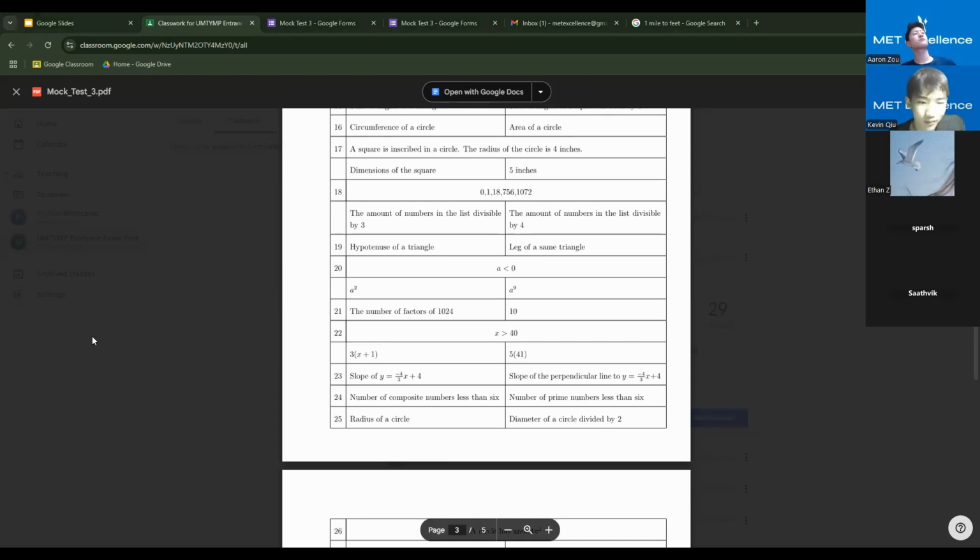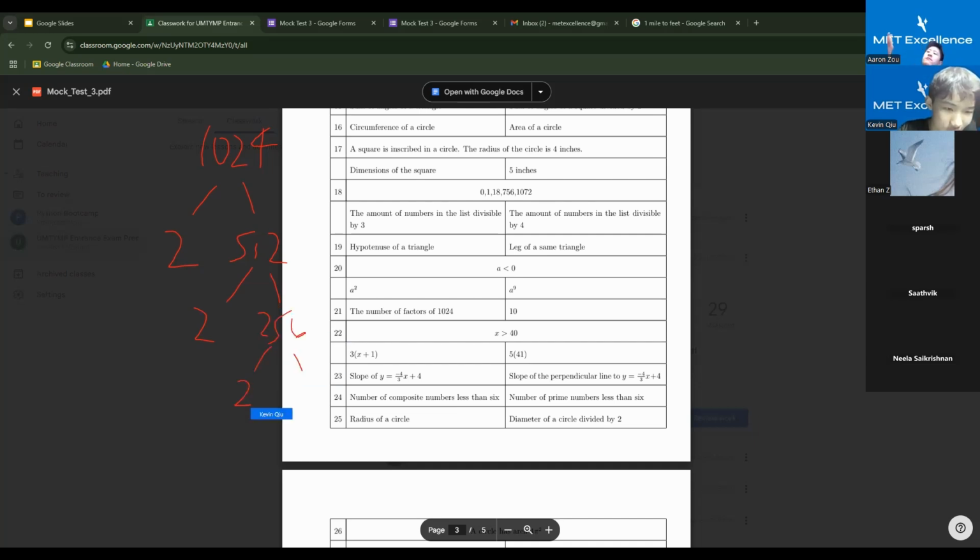This is from last week's content, number of factors of a number. The important thing when finding the number of factors is to find the prime factorization. For 1024, we start by noticing that it's an even number, so we divide it by 2. We notice that 512 is also even, so we divide by 2 again. Since we keep getting even numbers, we'll just keep doing this.